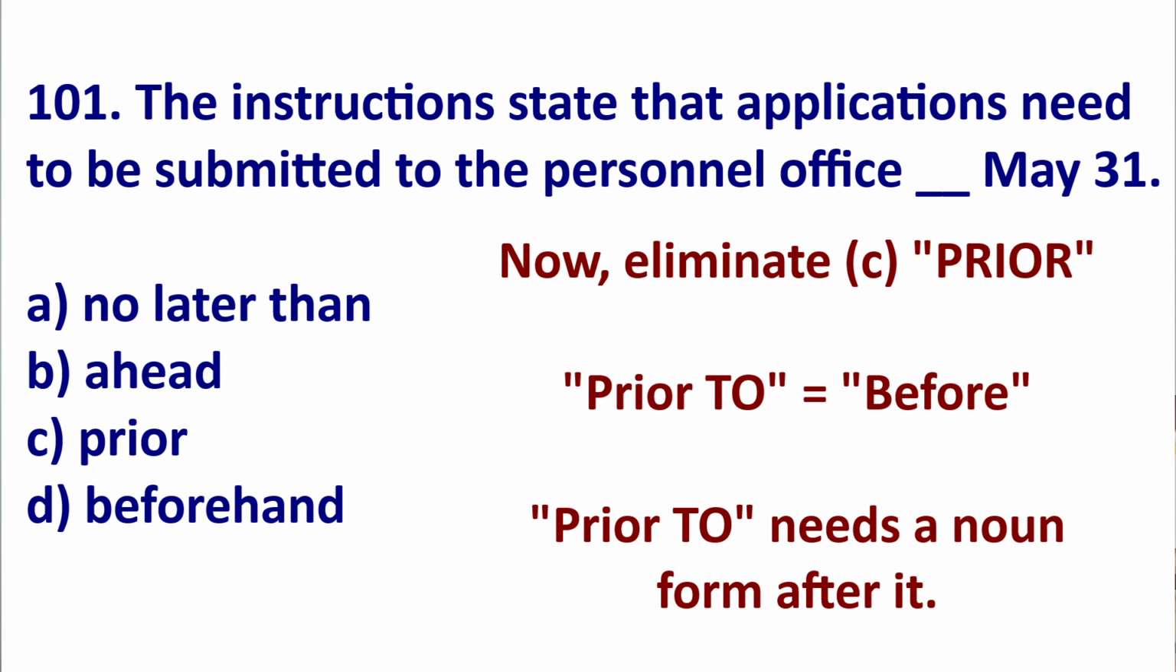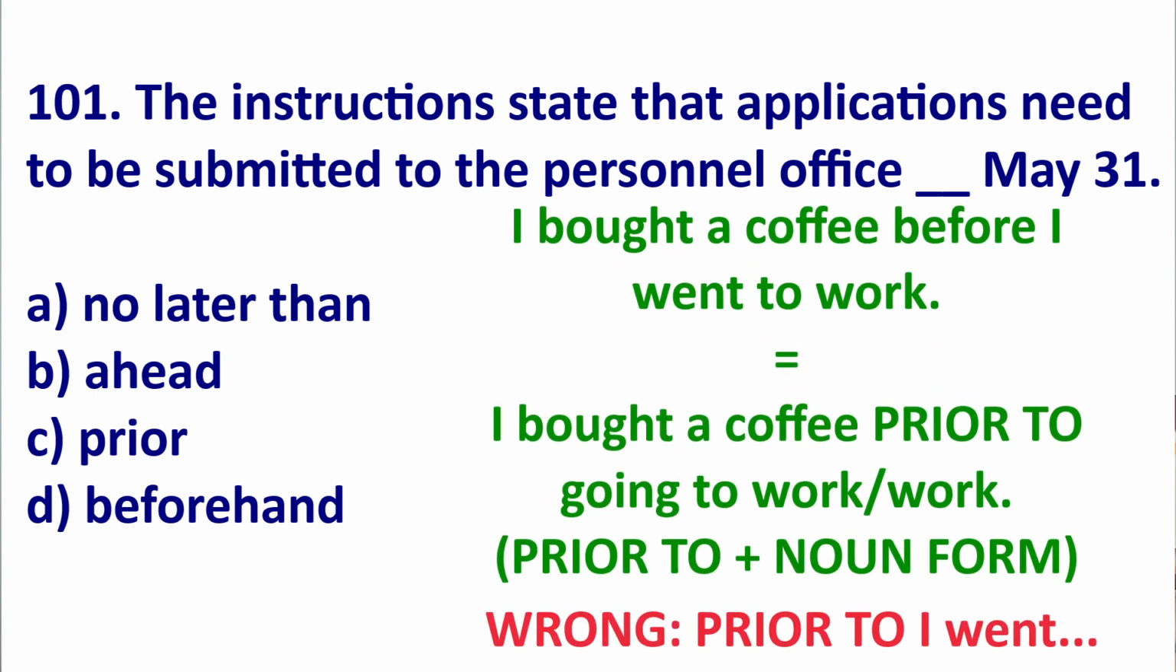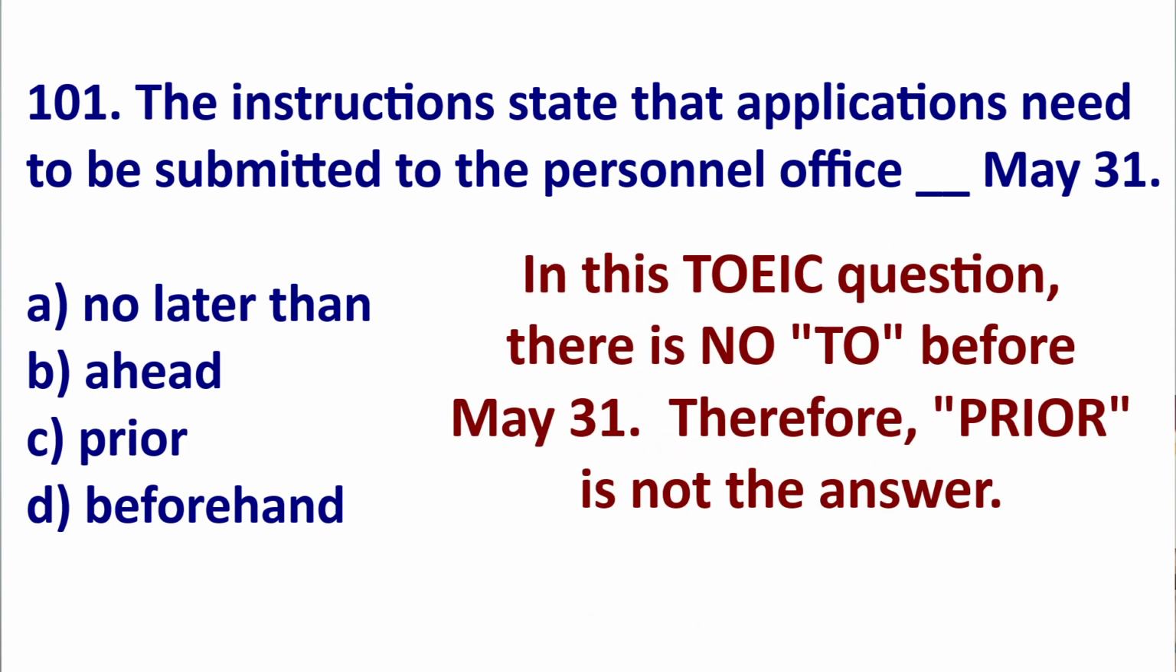Next, eliminate prior. We are missing the word to. Prior to is the preposition that means before. Prior to is always followed by a noun form. So if I said I bought a coffee before I went to work, I could say I bought a coffee prior to going to work or prior to work, but I couldn't say prior to I went to work. I will not have subject verb after prior to. In this TOEIC question, there is no to. It just says prior. So that is not the answer.